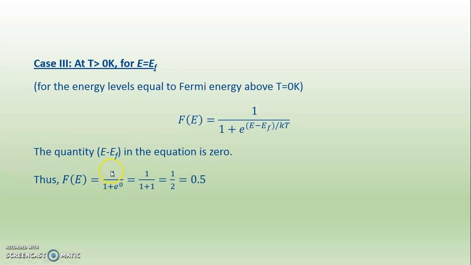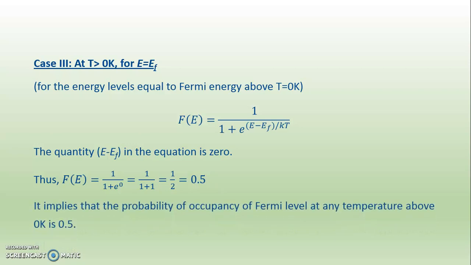So it is 1 upon 1 plus e raised to 0, and we know the value of this is 1, so it gives half. It implies that the probability of the Fermi level being occupied is one half.